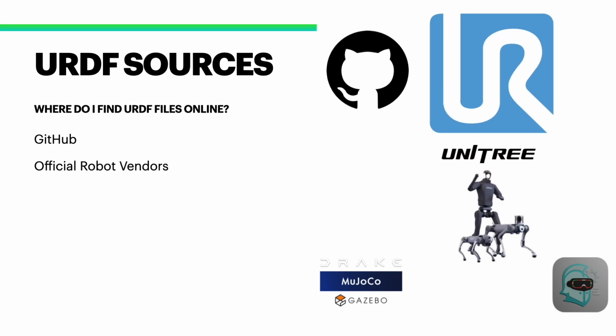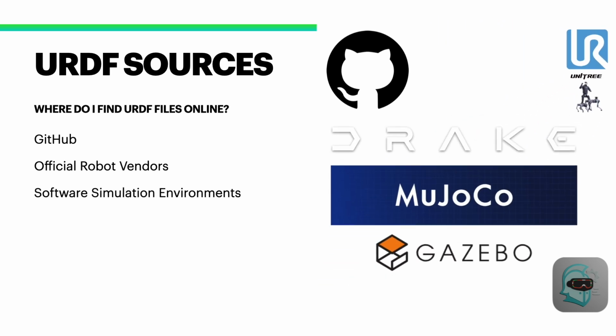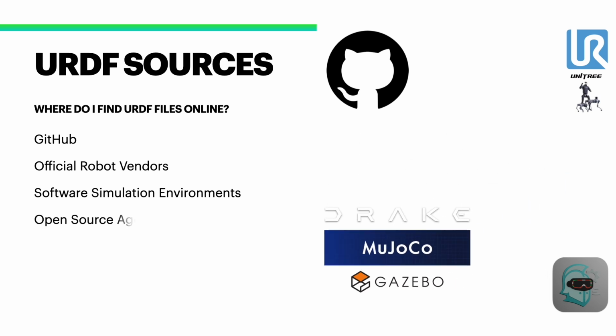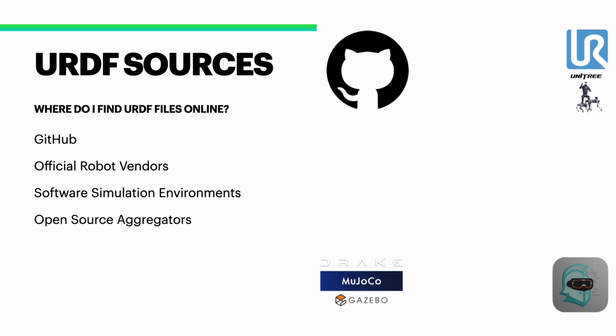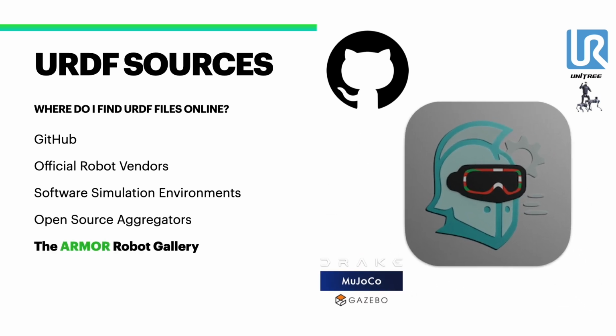Many robot models are provided directly from the source, meaning the industrial companies that design and build their robots. Another common source is certain major open-source robotics simulation software platforms, which curate robotics models in URDF and other formats and often include source code or extensions to access more advanced features. Finally, there are many other community-based aggregators of URDF, including our own, the ARMOR Robot Gallery.